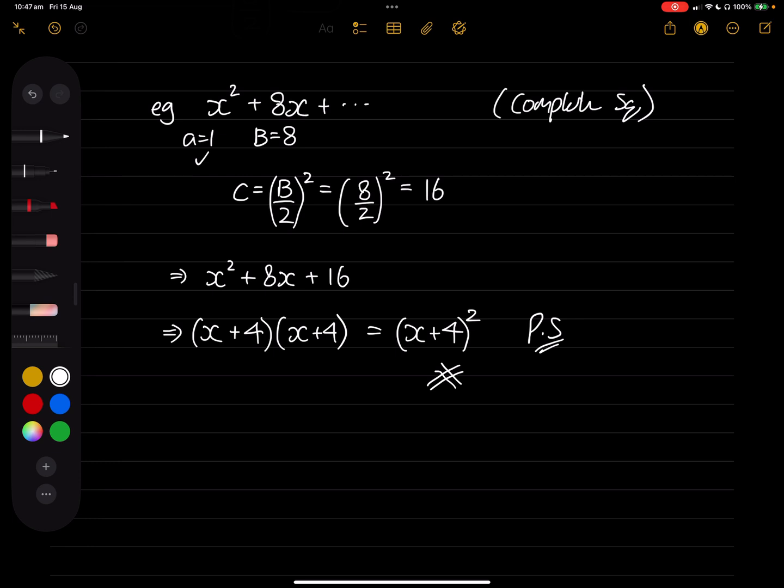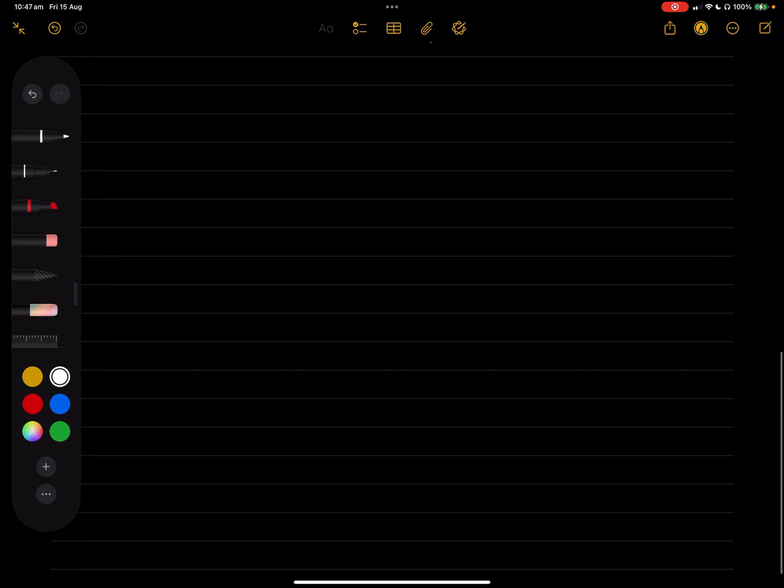So in the next video, we'll look at solving equations with perfect squares. There are many equations that are easier to solve if you're using perfect squares. There are many formulas that are easier to prove using perfect squares. So I'm going to let you have a go at two complete the square questions.